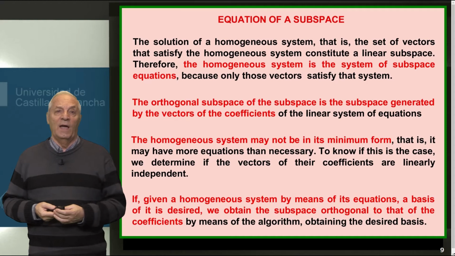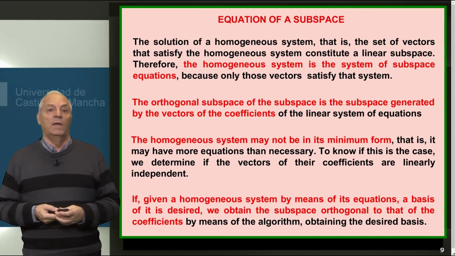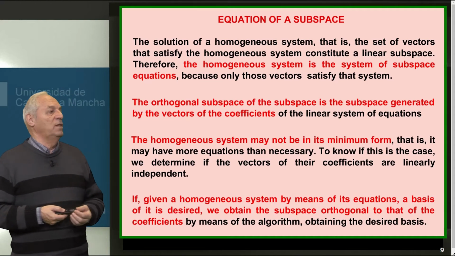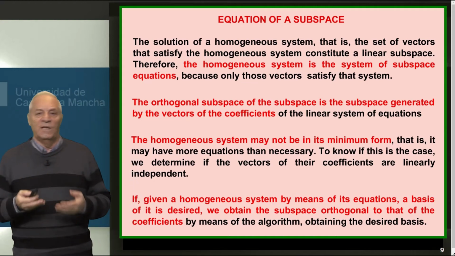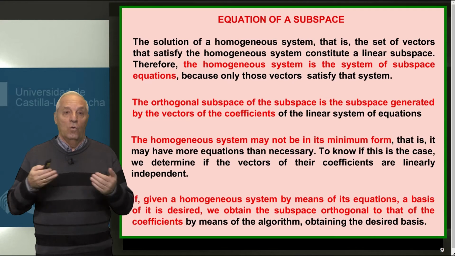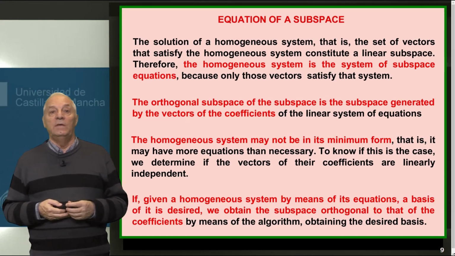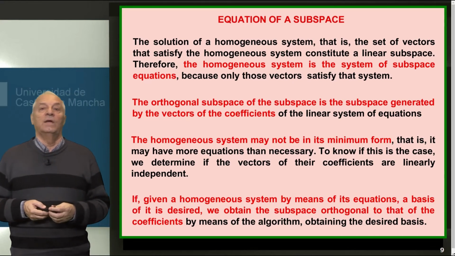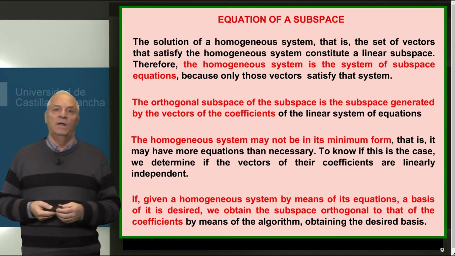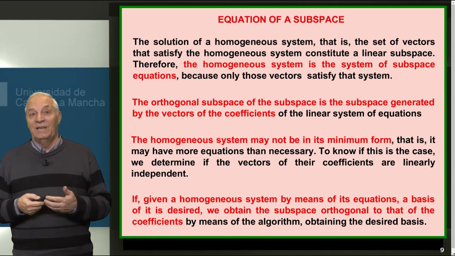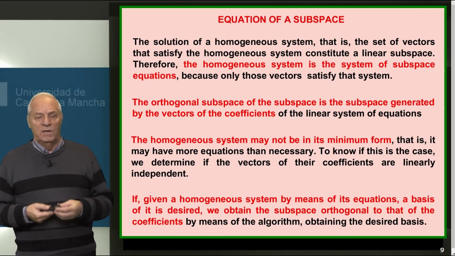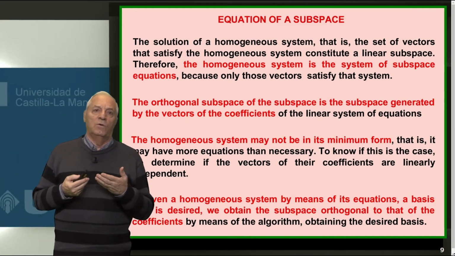Finally, we must say what we understand by equation of a subspace. We have seen that a homogeneous system of equations is equivalent to a subspace and, therefore, we can say that all subspaces can be expressed through homogeneous systems of equations, which are called the subspace equations, that is, the set of conditions that must be met by the components of their vectors so that they belong to the subspace.